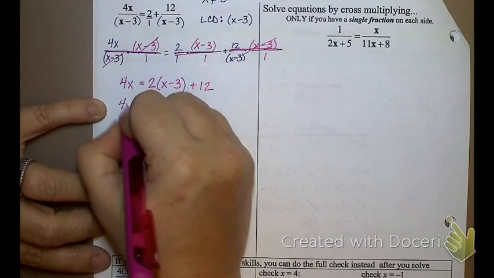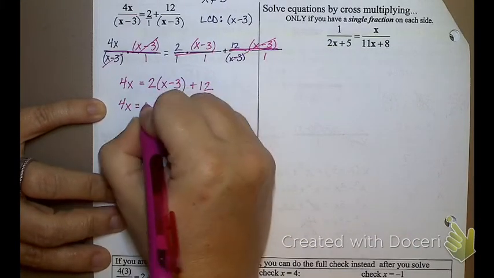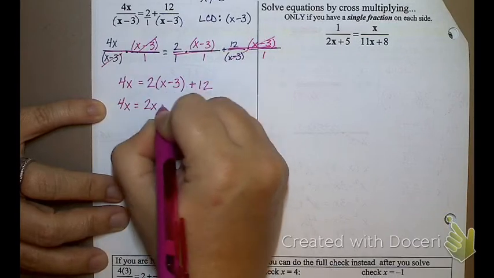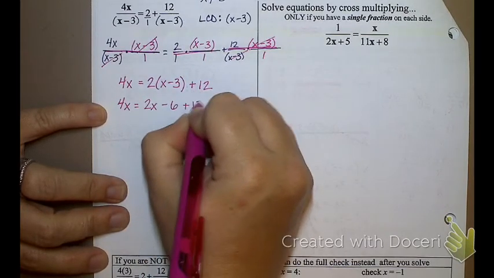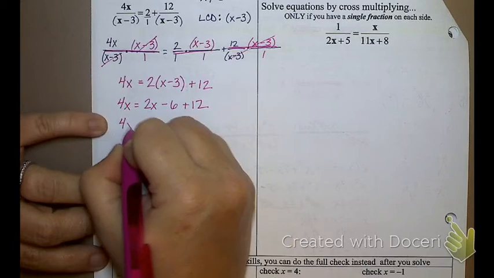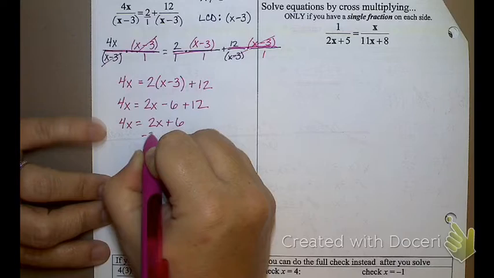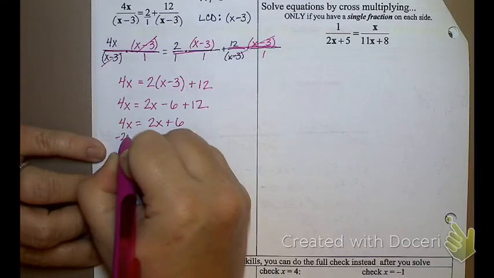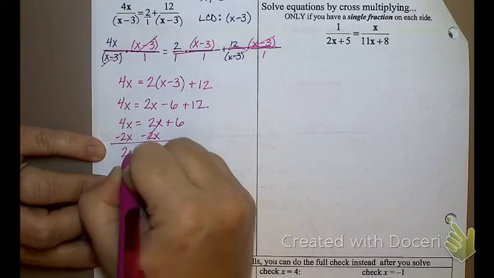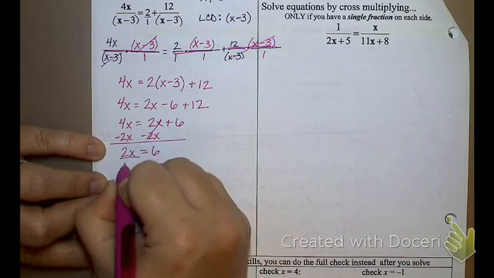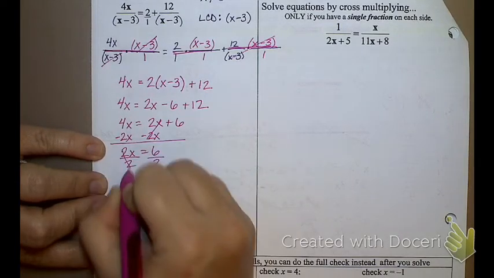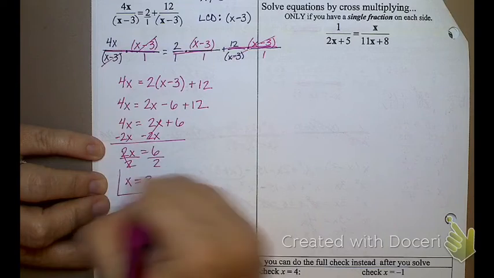I'll take that equation. 4x equals 2x minus 6 plus 12. So 4x equals 2x plus 6. I'm going to move the 2x. It gives me 2x equals 6. So x equals 3. Yay, box my answer, I'm done, right?